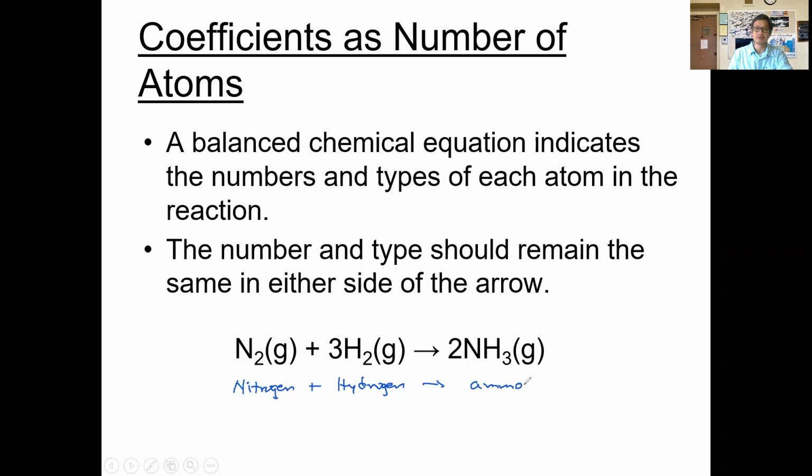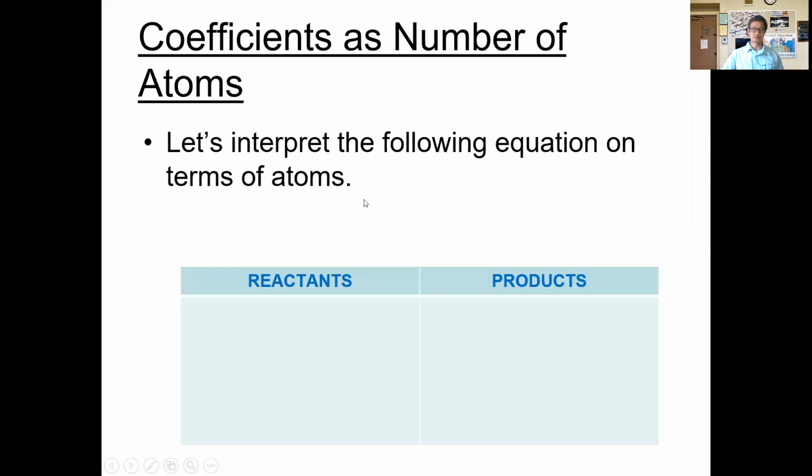NH3 then is ammonia, and that's the cleaning solution that you have at home. All right, so let's take a look at this reaction here. Let's see how we can interpret it in terms of atoms first. So let's go ahead and do an interpretation of this in terms of atoms.